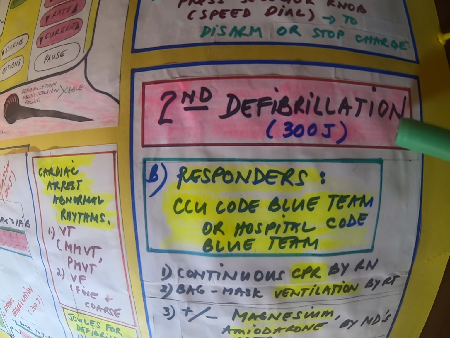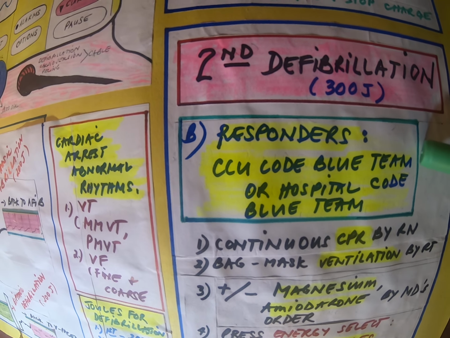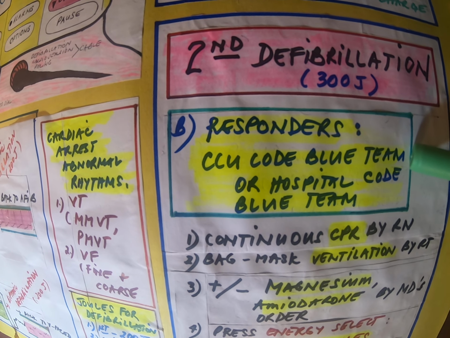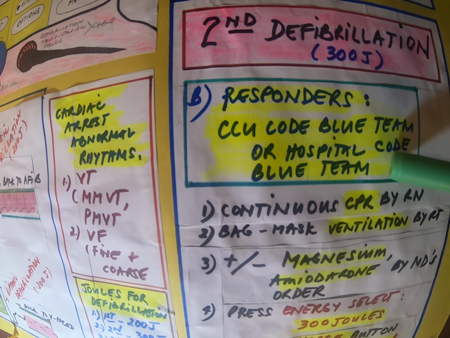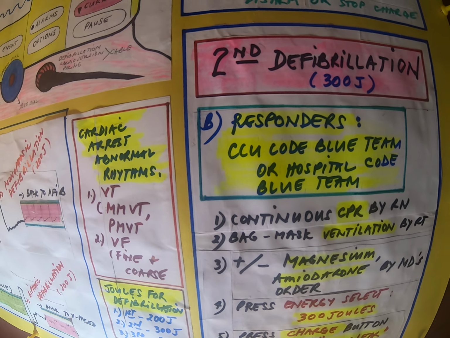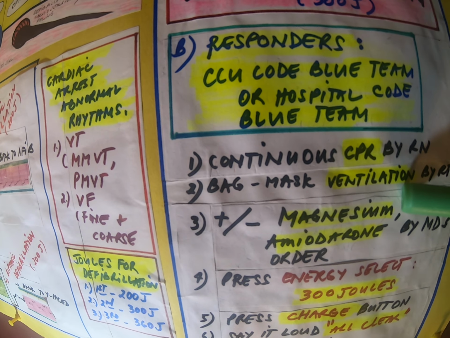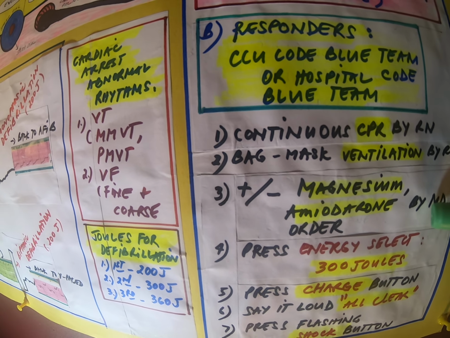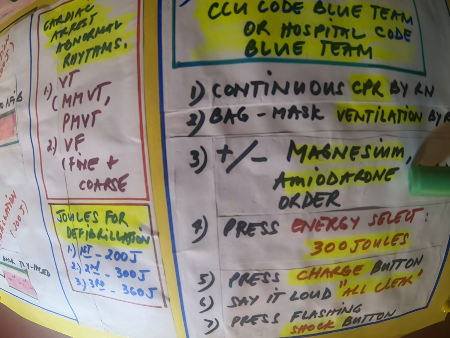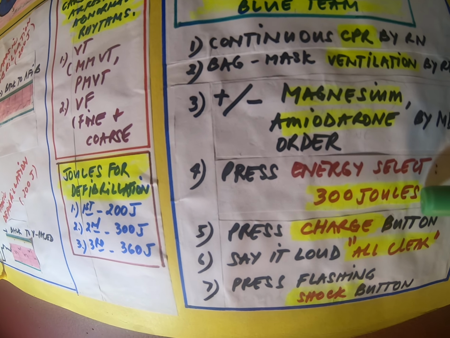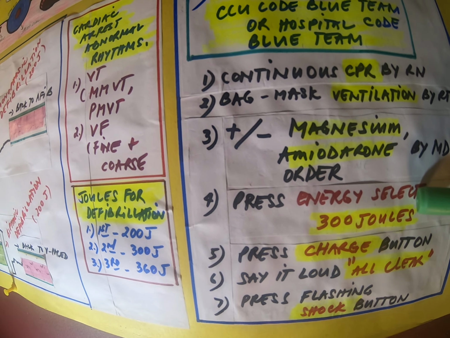This time we're going to be using 300 joules. Our responders are the CCU Code Blue team. Some CCUs have their own Code Blue team, that is the RT and the cardiologist, or the hospital Code Blue team will arrive. So the whole crew will arrive. CPR continues by the RN when VTAC remains. The RT will do the bag mask ventilation, and the cardiologist or the doctor of the hospital team might consider giving magnesium or amiodarone.